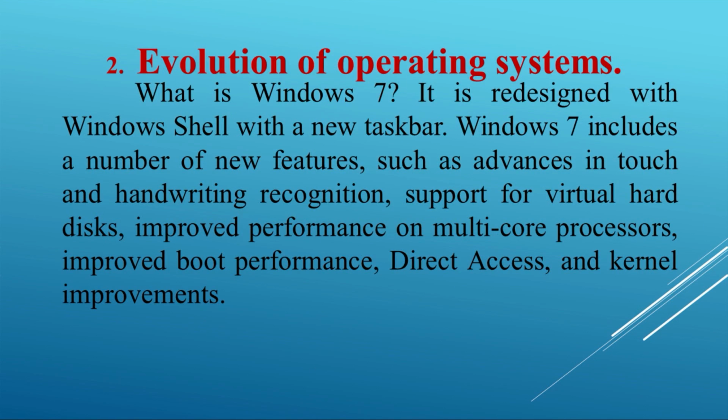So let's talk about the evolution of operating systems. What is Windows 7? It is redesigned with Windows Shell with a new taskbar. Windows 7 includes a number of new features, such as advances in touch and handwriting recognition, support for virtual hard disks, improved performance on multi-core processors, improved boot performance, and DirectAccess and kernel improvements.